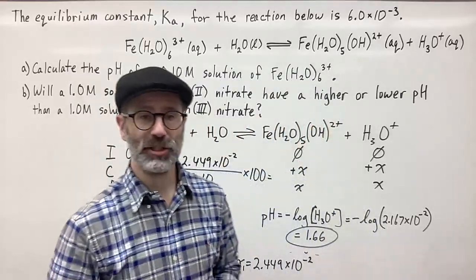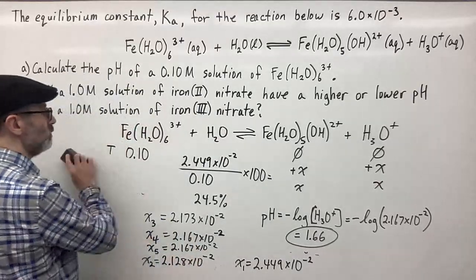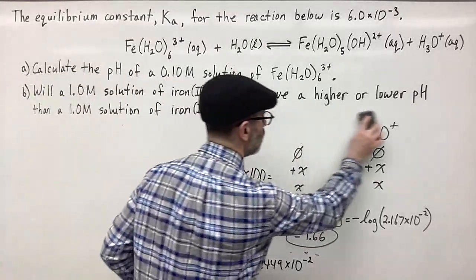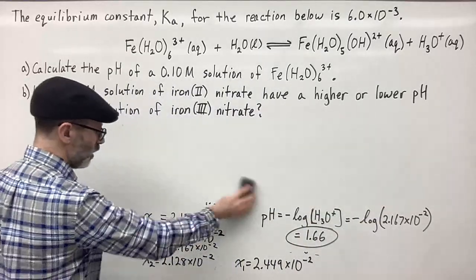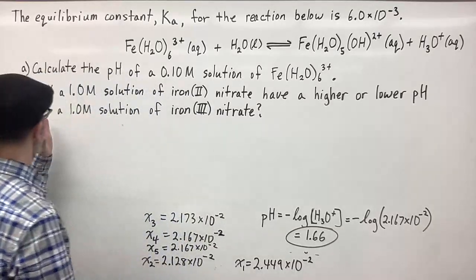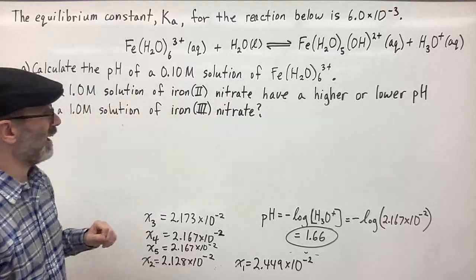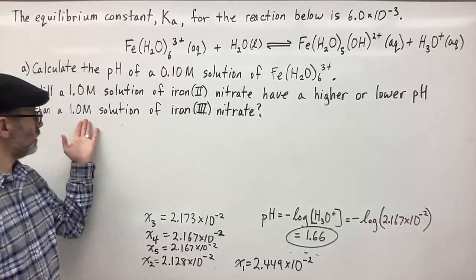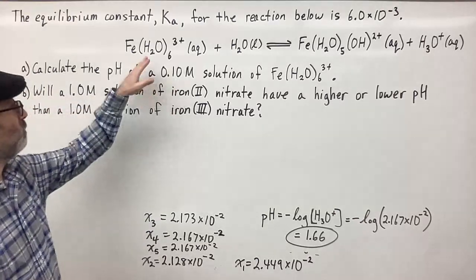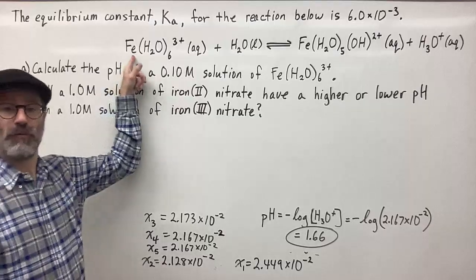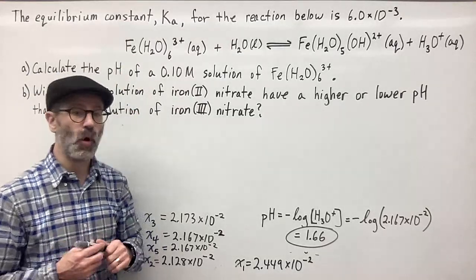What about the answer to B? Okay, so let us erase this. Here we're given a 1.0 molar solution of iron 2 nitrate and a 1.0 molar solution of iron 3 nitrate. And you'll notice that here we're looking at iron ions that form a complex with water.